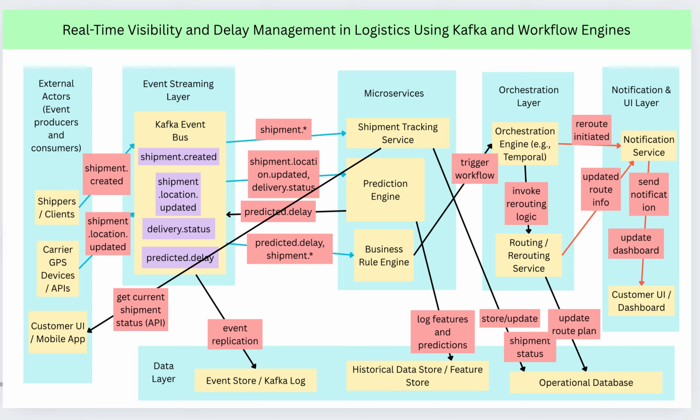In this system, every shipment becomes a live data stream. Kafka handles the scale, microservices analyze the context, the orchestration engine acts, and customers see results in real time. This is modern logistics built for real world complexity.